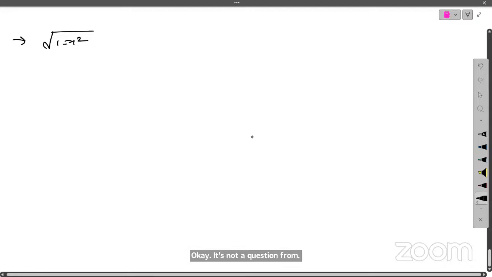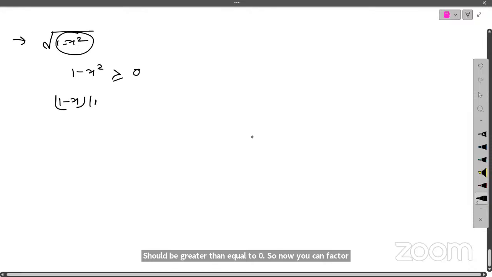Here you have to check that this quantity under the root should not be less than 0. That means it should be greater than or equal to 0. So 1 minus x square should be greater than or equal to 0. Now you can factor it, and this can be written as 1 minus x times 1 plus x.